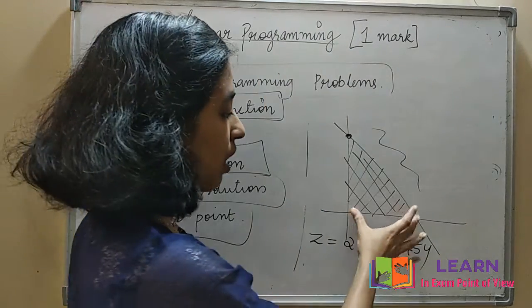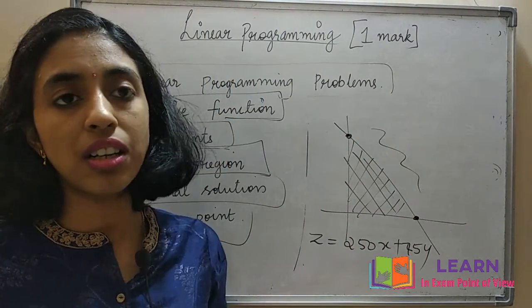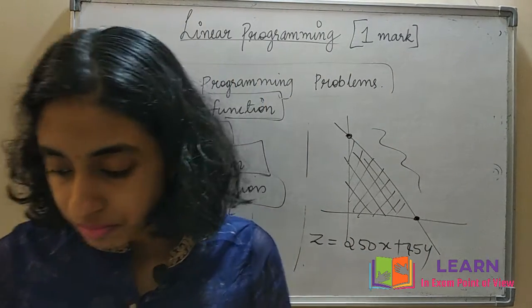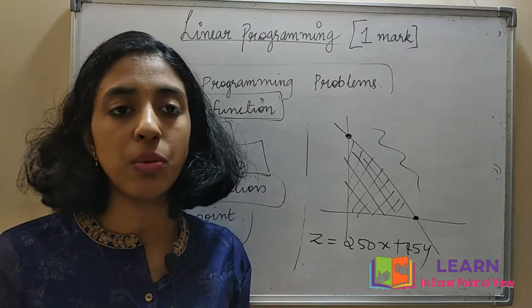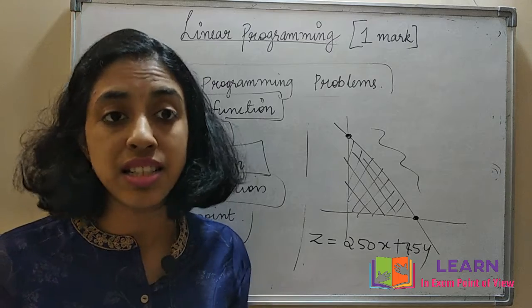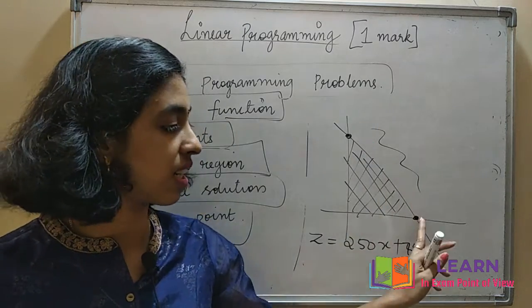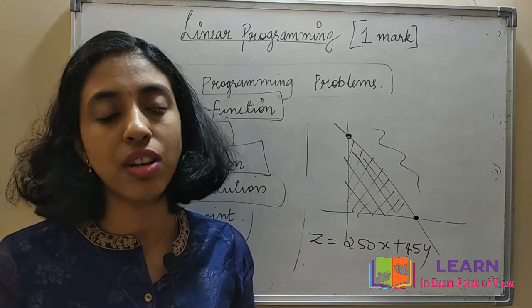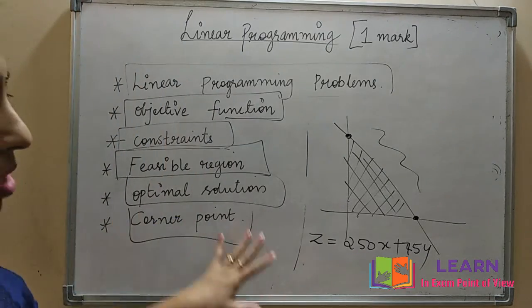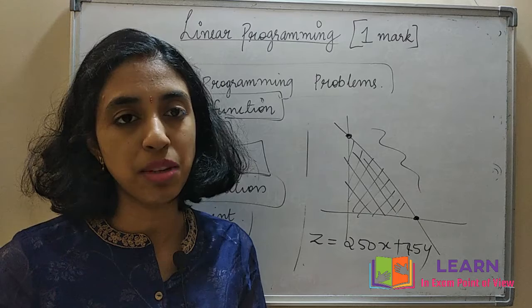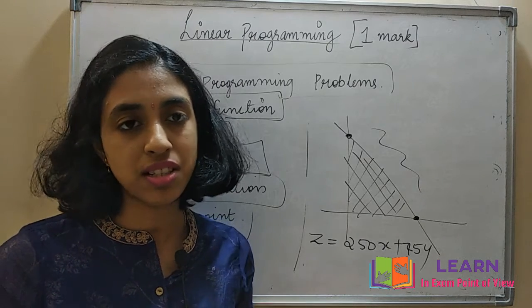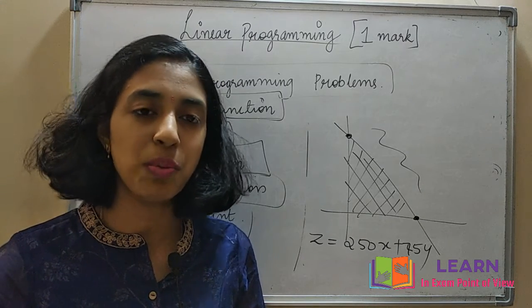Now corner points: in the graphical representation, the corner points of the feasible region are where the maximum or minimum values occur. You can define a corner point as the point where the boundary lines intersect each other. So these are some terms you have to study in the linear programming chapter. It can be asked in the 1 mark section. Okay, hope it is clear.